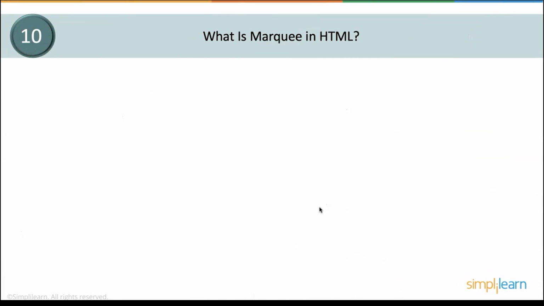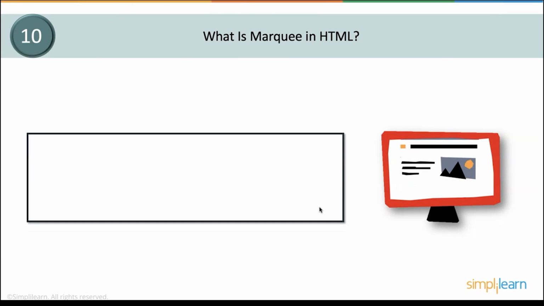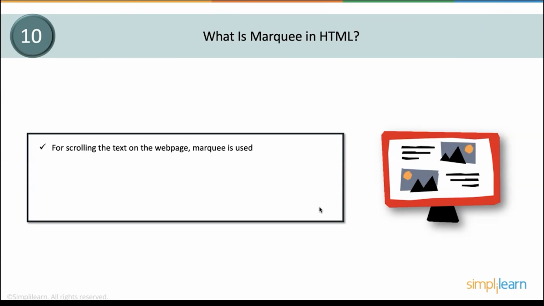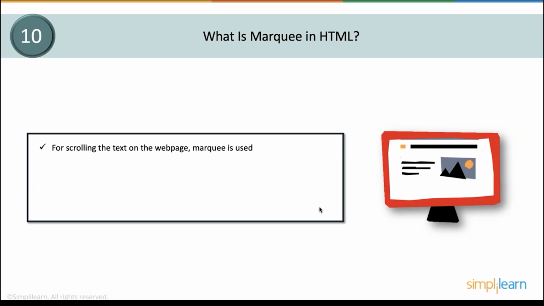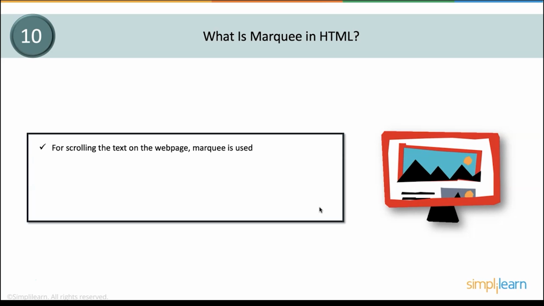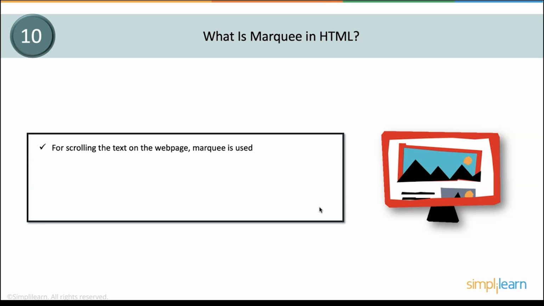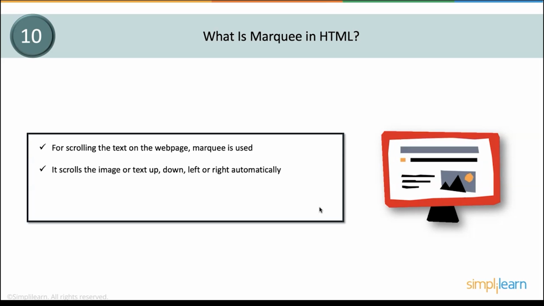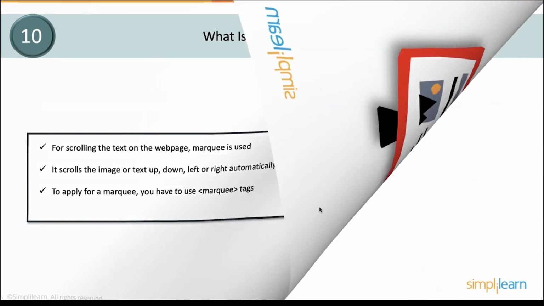Okay, so what is a marquee in an HTML file? Marquee is something which keeps on rotating. Say for scrolling the text on the web page, marquee is used. Sometimes you might have seen when you want to display some very important information which needs to scroll at the bottom or to the right after a specific period of time, you use marquee. It is one of the very old elements available in an HTML page. It scrolls the image top, left, right, center automatically everywhere. So you always use marquee tags for rotating it.